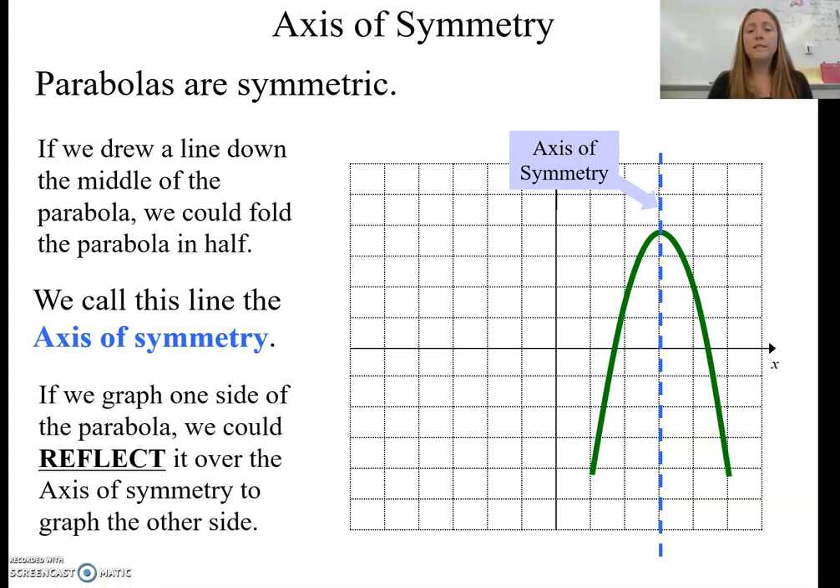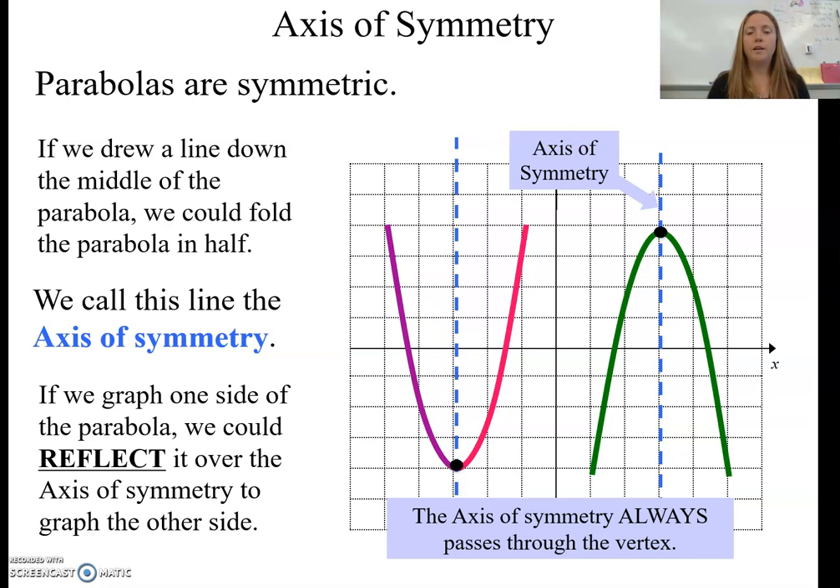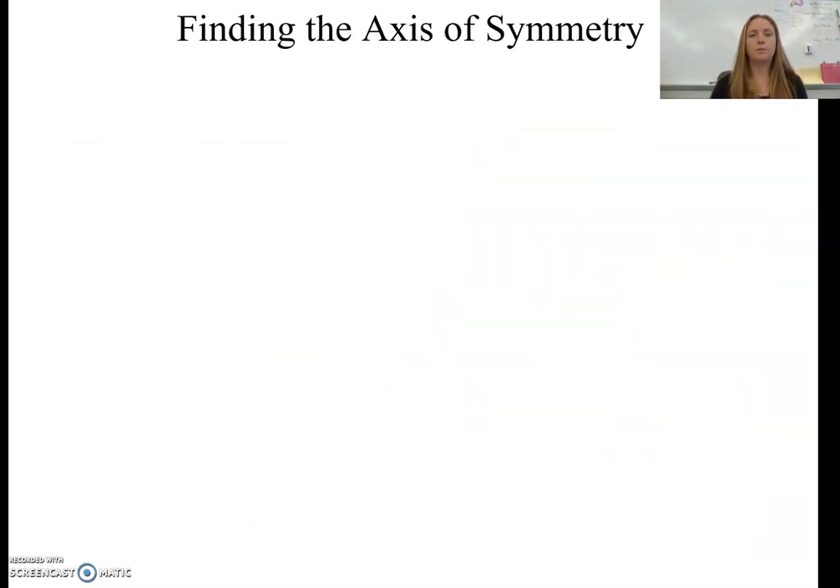If we graph one side of the parabola, which is what we're going to be doing, we can then reflect all the points over the line of symmetry. Then we can graph the other side, and then we just connect the dots. So if you were to graph just this one side like this, we draw in our axis of symmetry, we can mirror everything to the other side. So again, the axis of symmetry is always going to go through the vertex.